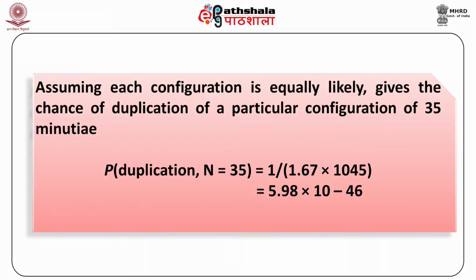Assuming each configuration is equally likely gives the chance of duplication of a particular configuration of 35 minutiae. P(duplication, N = 35) = 1/(1.67 × 10^45) = 5.98 × 10^-46.